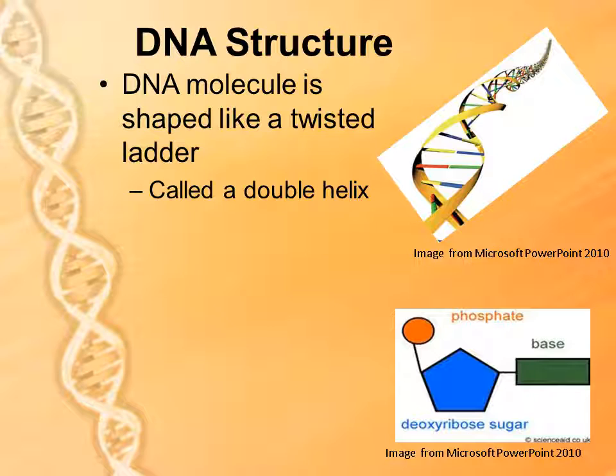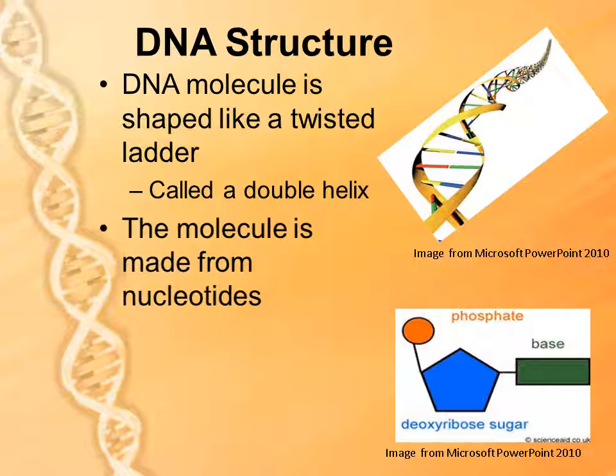It's double helix because it's made out of two upright posts, which are twisted together, and then the rungs are part of those nitrogen bases, which we're going to kind of take a look at here as we move through. The molecule is made up of nucleotides, and if you look in the lower right-hand corner, we actually have the three components of what a nucleotide is made up of.